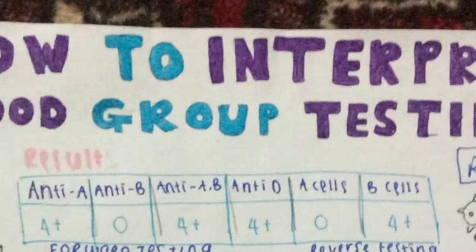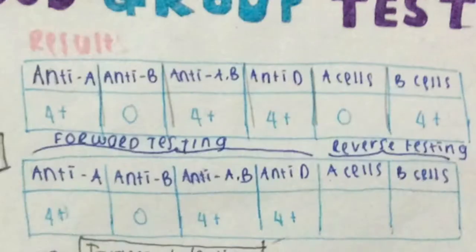So, this is an example of how ABO blood group testing results is presented. This is done by a tube method. We can see the first 4 columns indicate the forward testing and the last 2 columns indicate the reverse testing. Here we can see there are strong positive reactions for anti-A, anti-A,B and also anti-D.